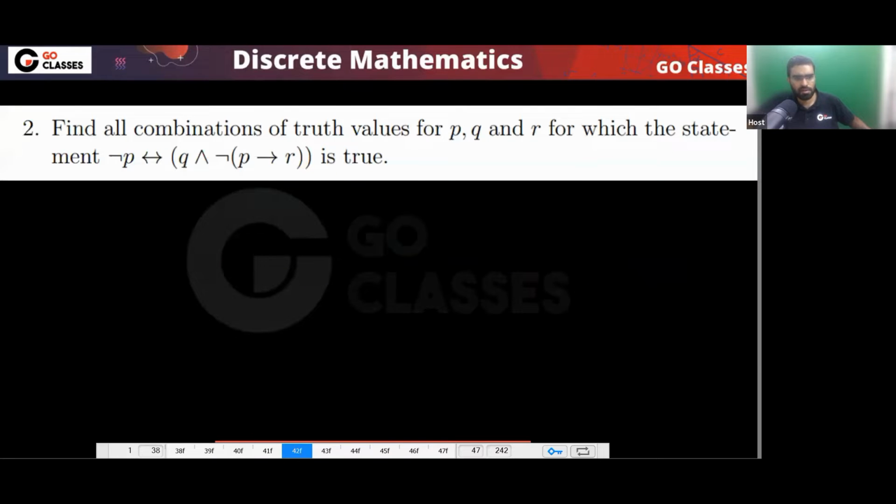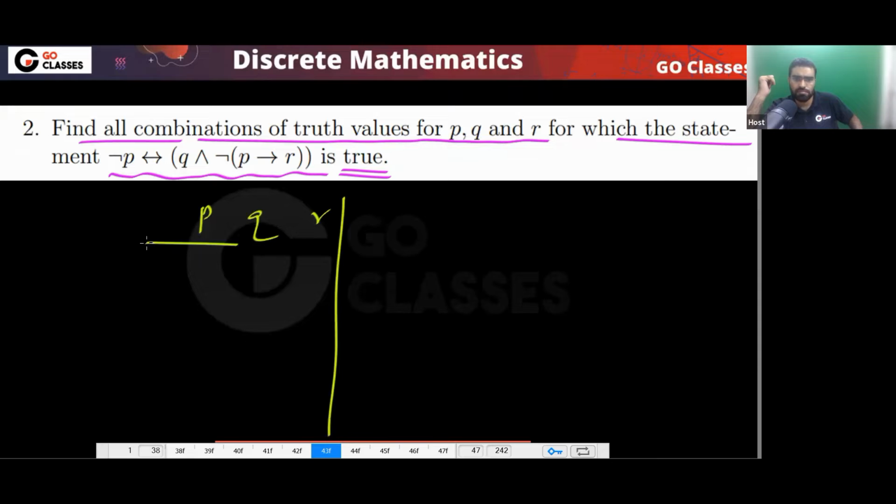Okay, let's move on. What about this one? Let's see this question. Find all the combinations of truth values of P, Q, R for which this statement is true. Will you create the truth table for this? Are you going to create a truth table for this? This is a dumb method. If you create a truth table for P, Q, R, it will take a lot of time. You will create 8 rows in total.